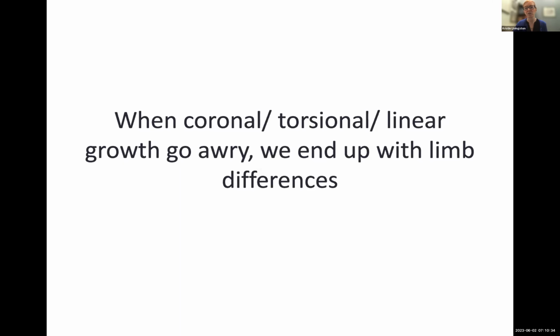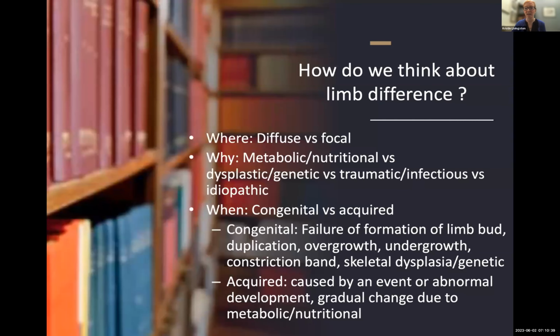But when this coronal and torsional and linear growth go awry, we end up with limb differences, and we'll hit a couple highlights of these. So first, how do we think about limb differences? The first way I think about it is where it's happening. Is this a diffuse problem of the entire limb, or is it a very focal problem at one spot? And then why is it happening?